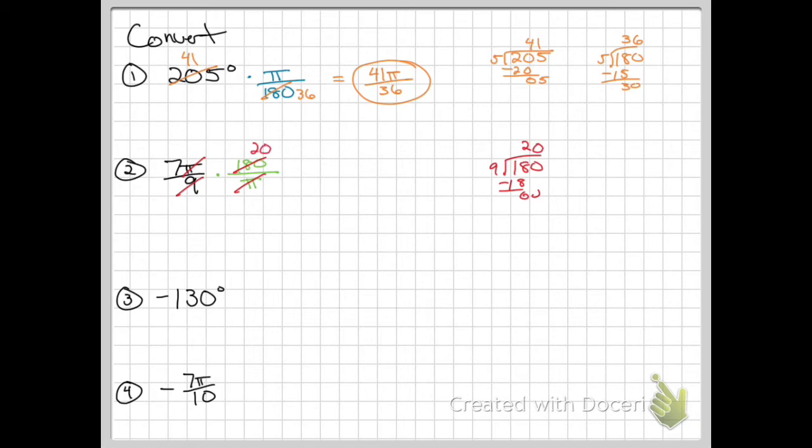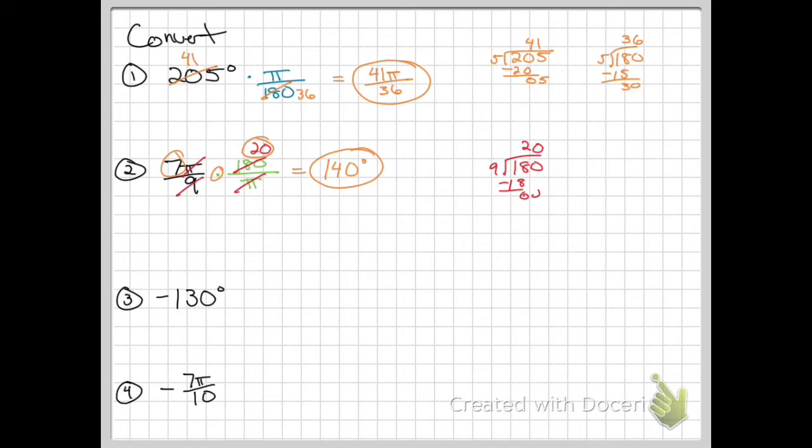Now all the numbers at the bottom have been crossed out, and any number you have left, you just multiply those together. 7 times 20 is 140 degrees. So if you haven't yet, pause the video and try number 3 and number 4.